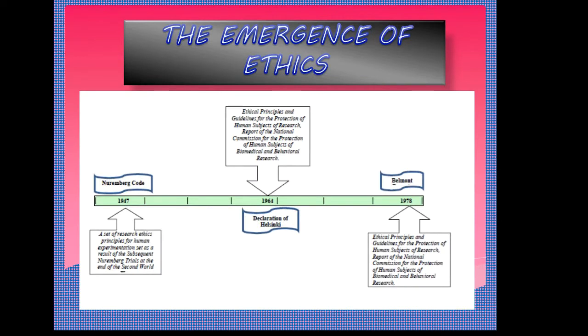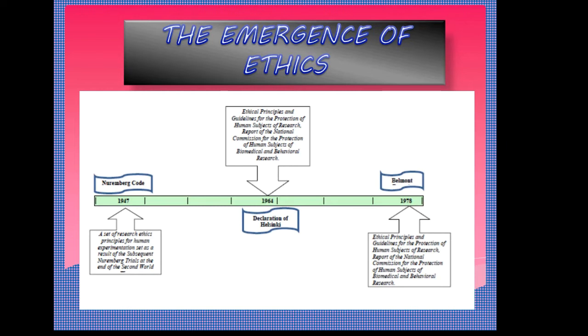After this, there were a lot of revolutions and protests, and slowly ethical principles were introduced, starting from 1947. The first was the Nuremberg Code, introduced in 1947, a set of research ethics principles for human experimentation, set up as a result of the subsequent Nuremberg trials at the end of the Second World War.